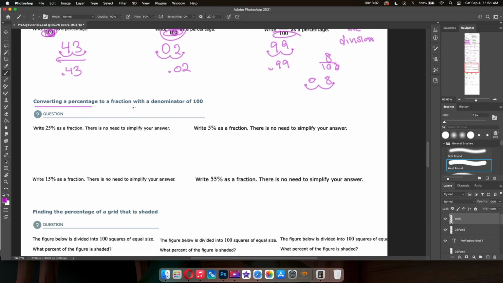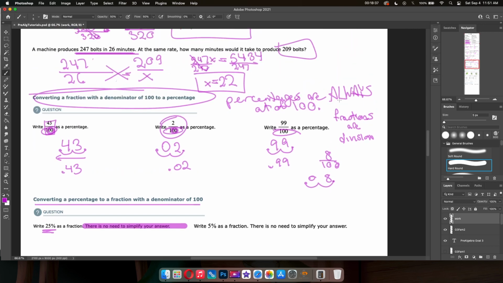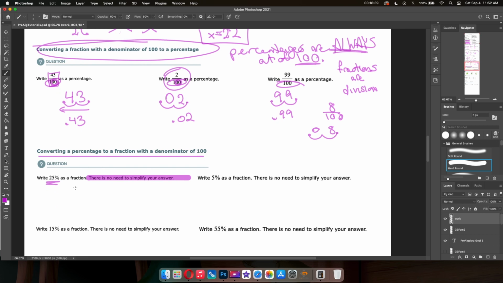Now let's do the reverse. Here's the percent. I have to change it to a fraction. And please understand, ladies and gentlemen, when I first saw this topic, my teacher brain lost its gosh darn mind because of this sentence right here. It says, there is no need to simplify your answer. And a little piece of me died inside because I'm a math teacher. You have to simplify your answers. Universe, why did you do this to me? But fine, sure, the software is proving a point. And so if I have my 25%, we were talking about this before, because it's always out of 100, that means I'm just writing 25 out of 100.